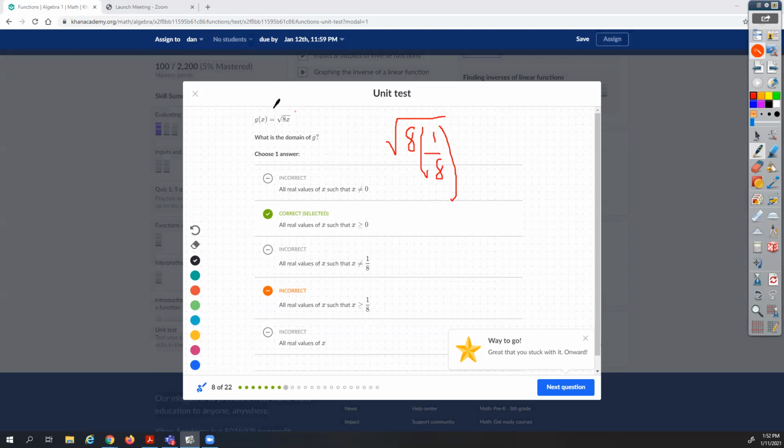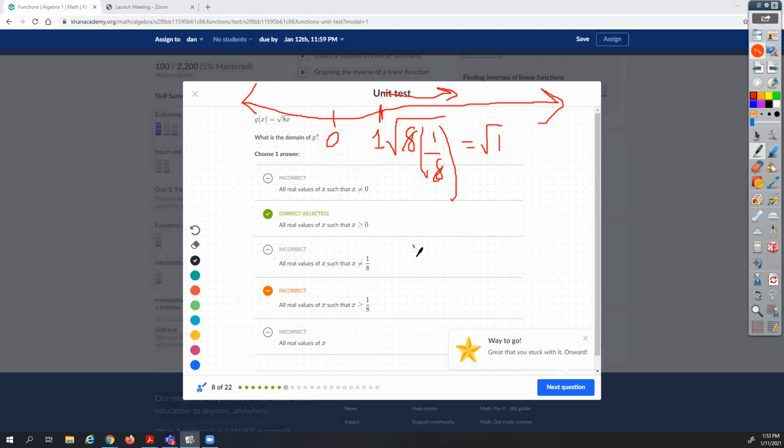Okay, let's think about the number line. Oh, that's an ugly number line. Let's put zero over here, right? If we take this right here, the 8s will cancel out. We're left with the square root of 1. So we're going from here, 1, going in this direction, which is true. But this one here is a better one.